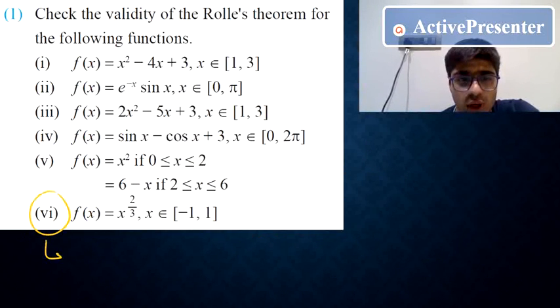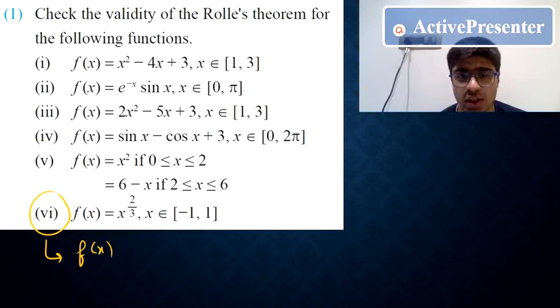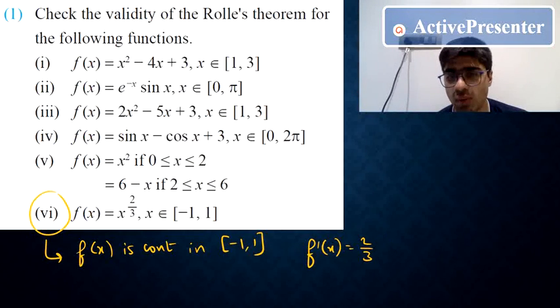Going ahead with the sixth one, x power 2 by 3 in the interval minus 1 to 1, it will exist for all values of x, and that is why we say that f of x is continuous in the interval minus 1 to 1. Take a derivative of this function and you get f dash x, which is equal to 2 by 3 x power minus 1 by 3, and that basically represents 1 upon cube root of x.